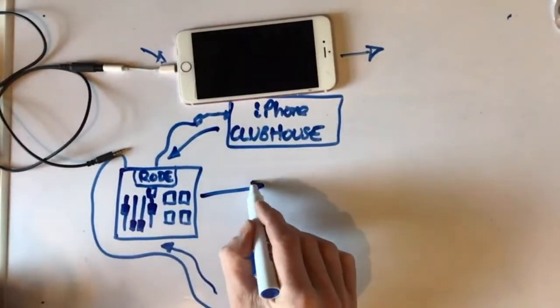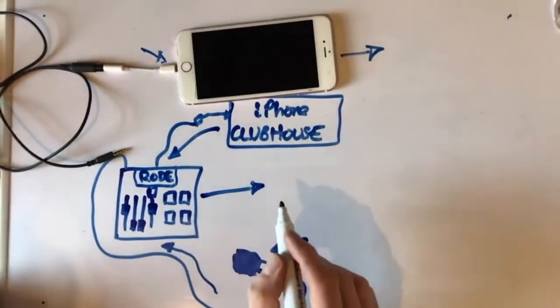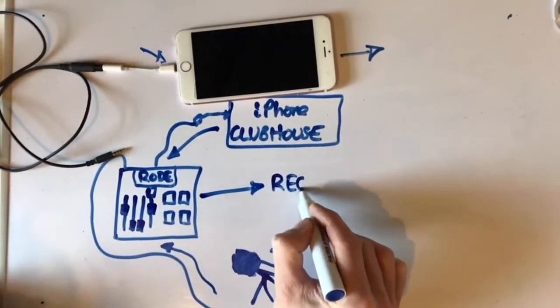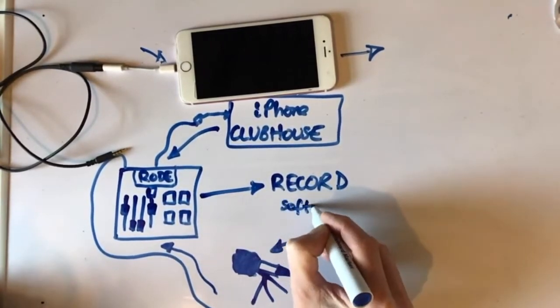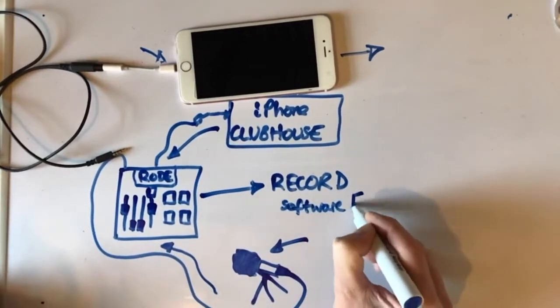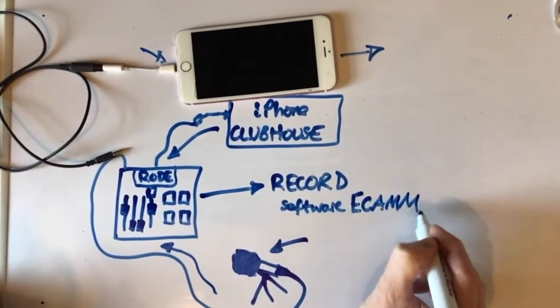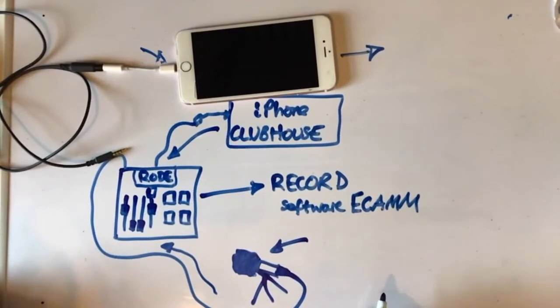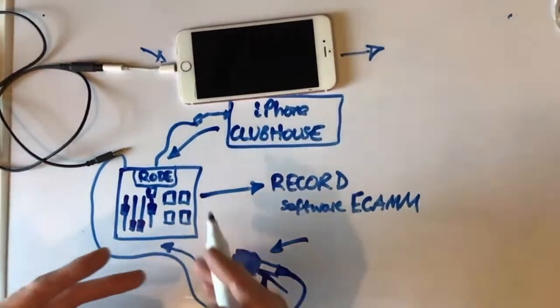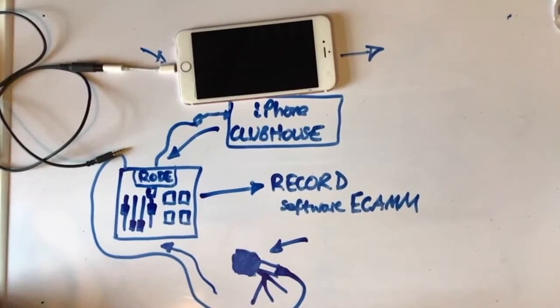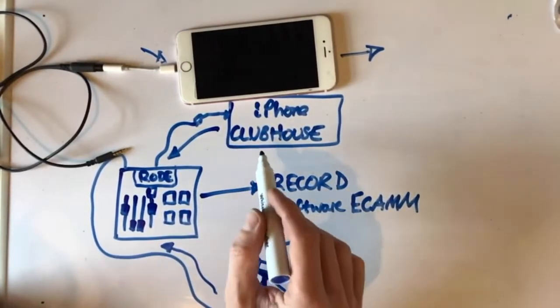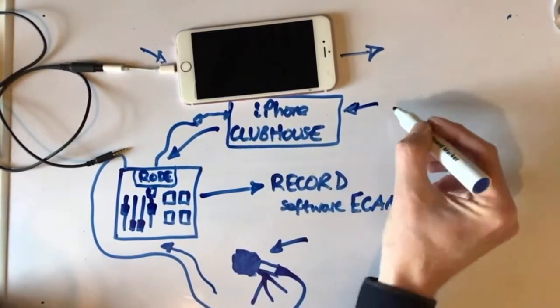Then what you can do is you can then record this on software. And the software I use is called Ecamm. Okay, so it's a very simple setup, and that's all we're trying to do. So just to give you an idea as to how to get your head around that, I wanted to just lay it out. For those wanting to record video as well as audio, just remember you can't really video this.